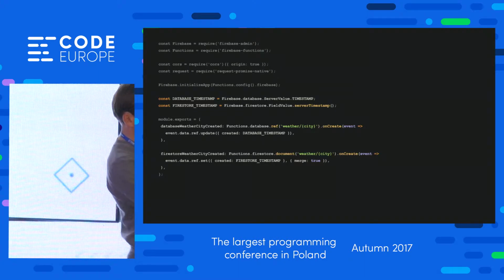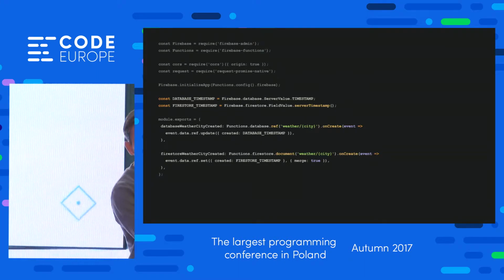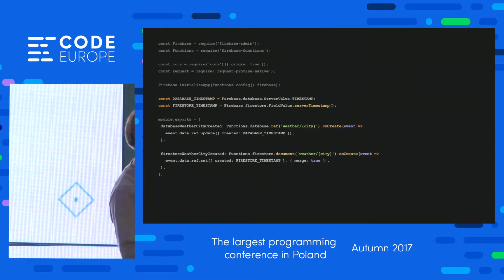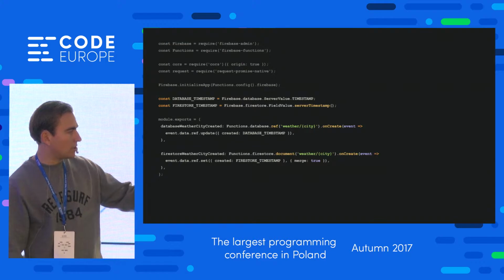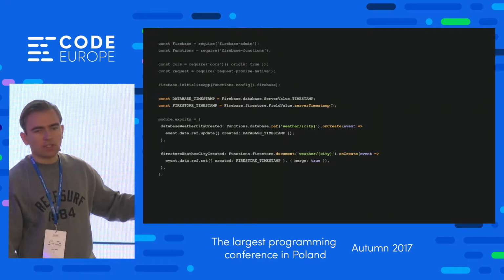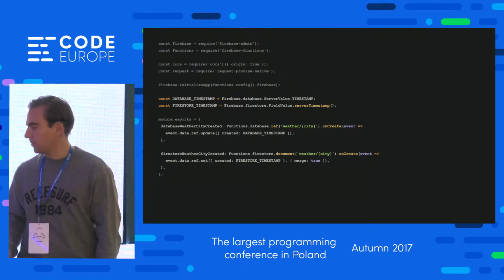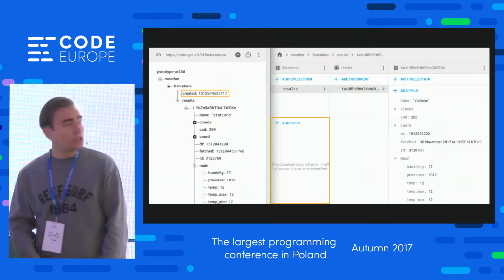And the bottom one, same story, but Firestore. Functions.firestore document, weather city. Again, curly braces means wildcard. We don't care what city it is. On create event, let's add a timestamp there, and let's use merge true, which means if data already exists, I want to merge it rather than override it. It's an important thing. And here's the result.